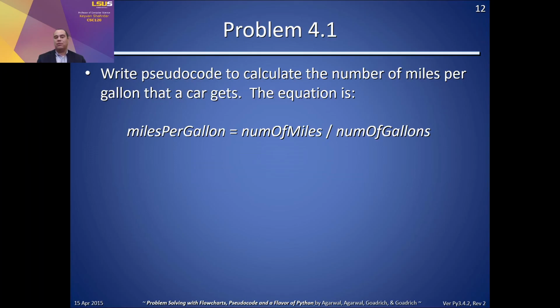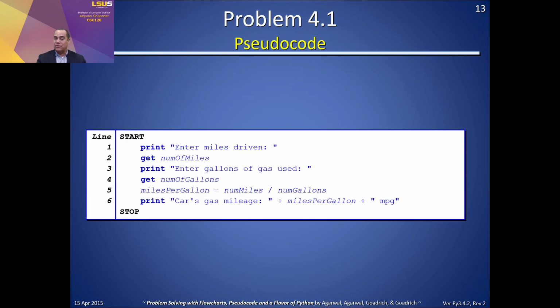So in this problem, 4.1, you write pseudocode to calculate the number of miles per gallon that a car gets. The equation is miles per gallon equals num of miles divided by num of gallons. So there's the formula. So we have most of the information that we need. Now we want to write the pseudocode.